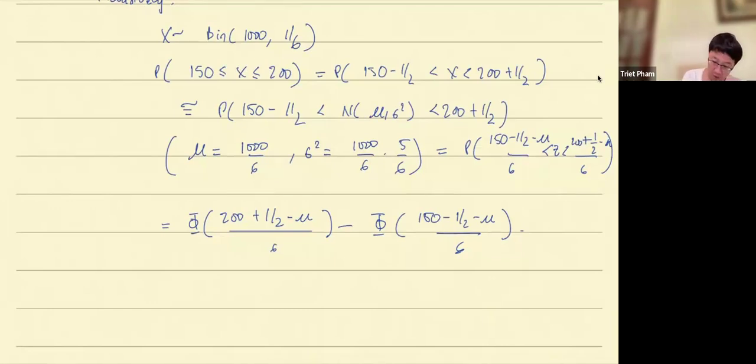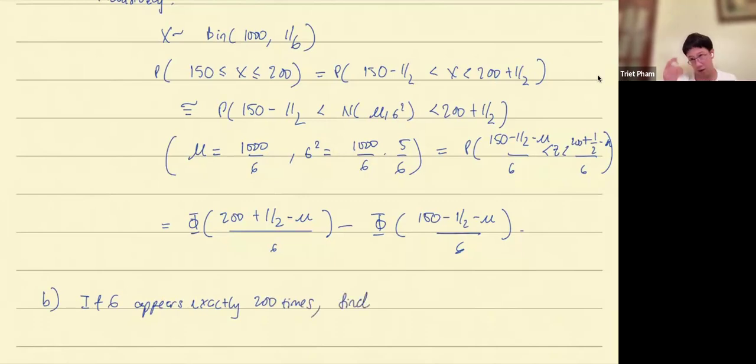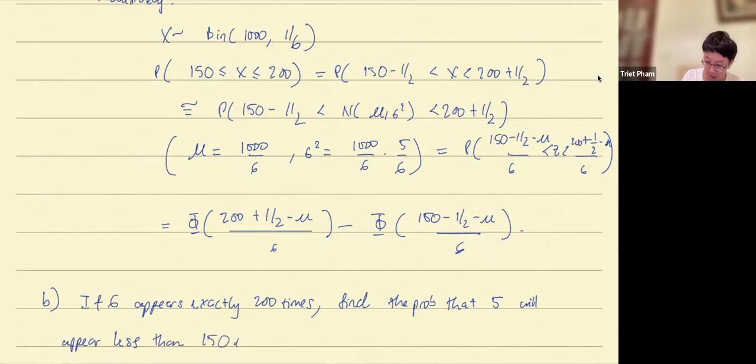All right. So part B says if 6 appears exactly 200 times, find the probability that 5 will appear less than 150 times. And I think this is also meant to be an approximation.